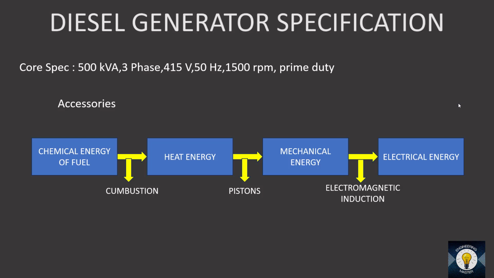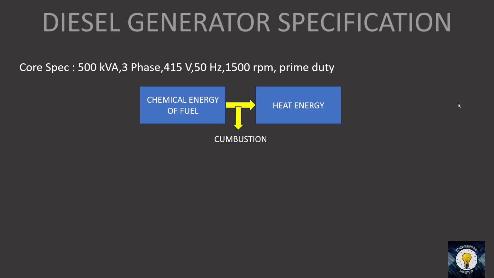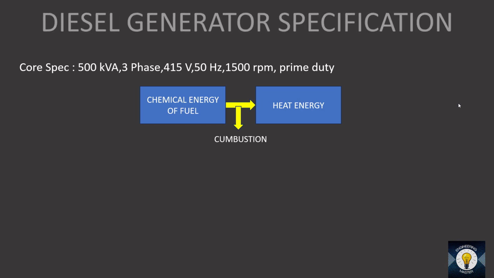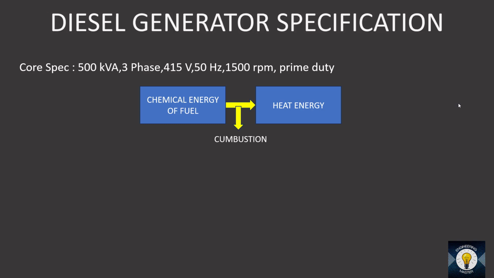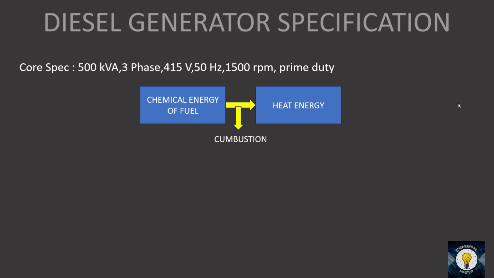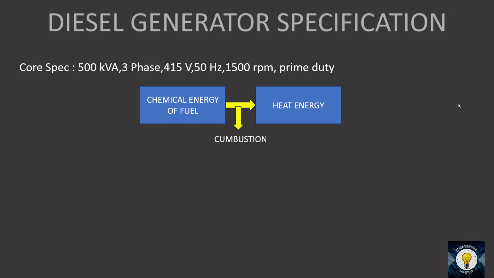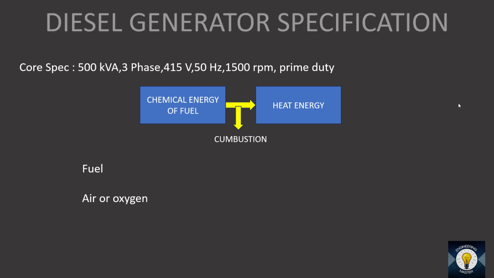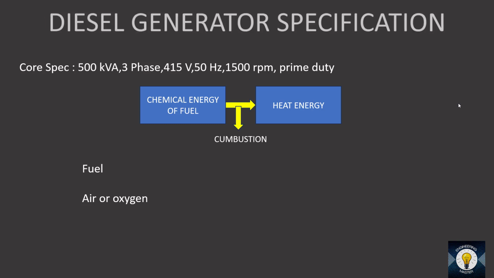So we will look at the energy conversion cycles. The first is chemical energy of fuel or diesel. It is converting into heat energy. We will try to learn about the generator parts or generator accessories based on this energy conversion. So we will learn what are the parts involving for converting chemical energy of fuel into heat energy. For this we need fuel, right? Then we need air or oxygen. Oxygen is the gas which helps to burn, right? Without oxygen, the combustion will not happen. So let's look into the parts associated with it.